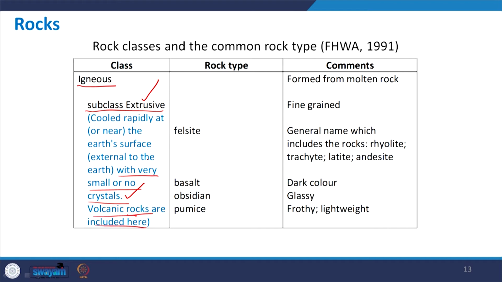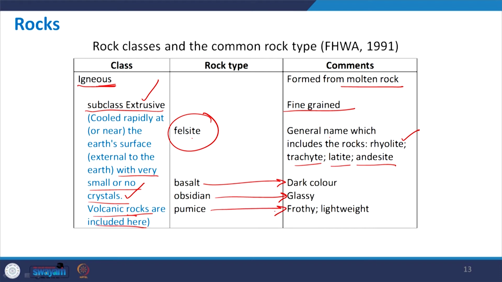So here we will have felsite. See, as I mentioned, igneous rocks are formed by molten rock. These are fine grained. For felsite, the general name which includes the rock is rhyolite, trachyte, latite and andesite. Now, the other category is basalt, which is of dark color, obsidian, glassy, pumice, frothy and lightweight. You should be able to identify this pumice which we use in the household also. Pumice stone is the same thing.